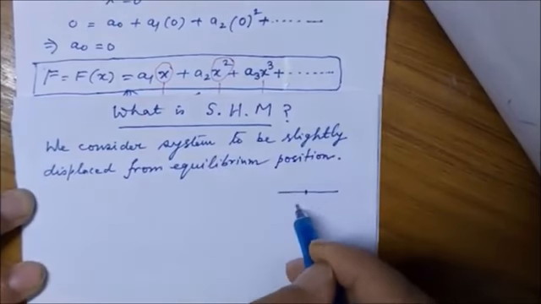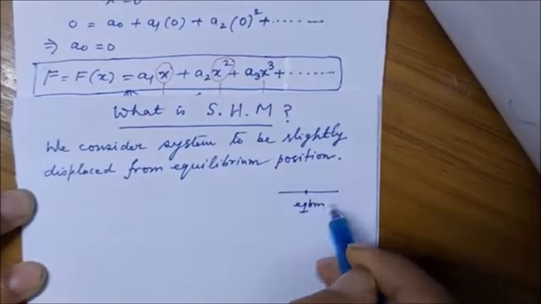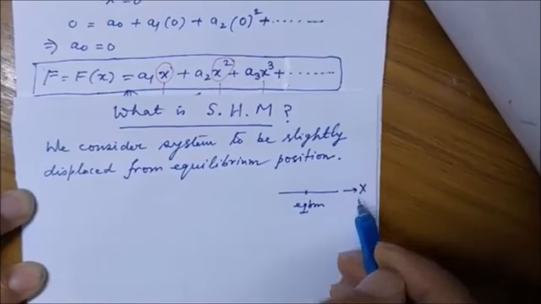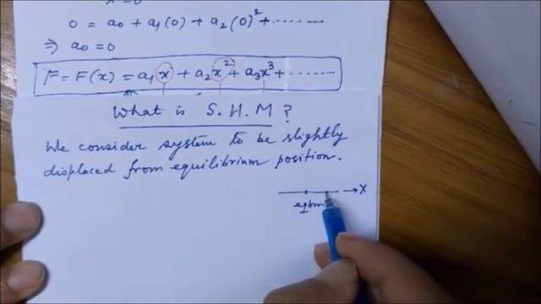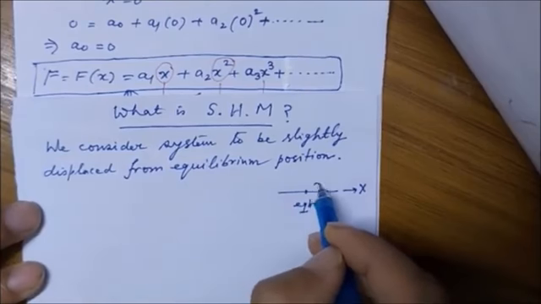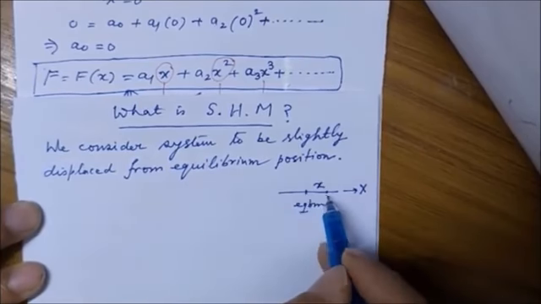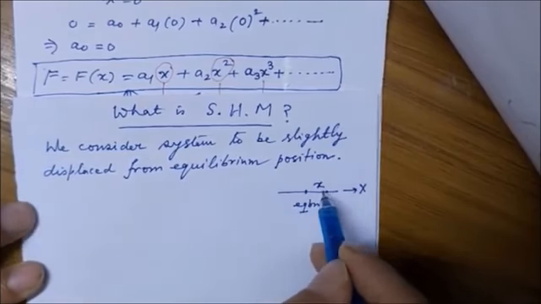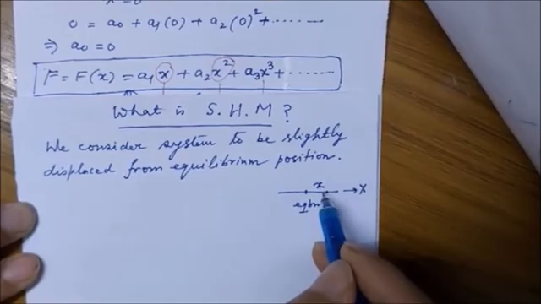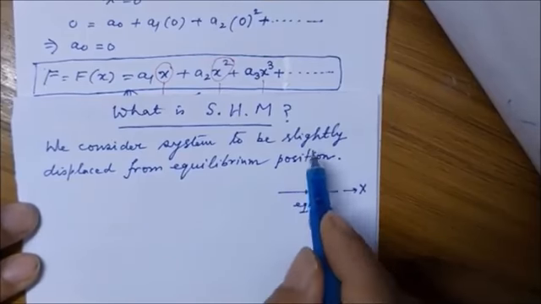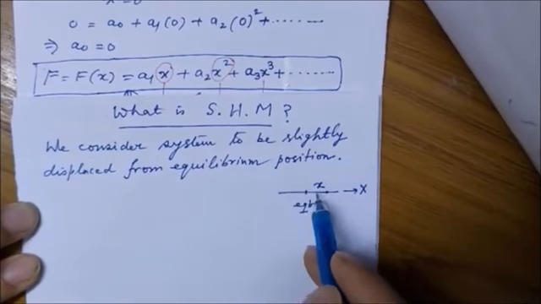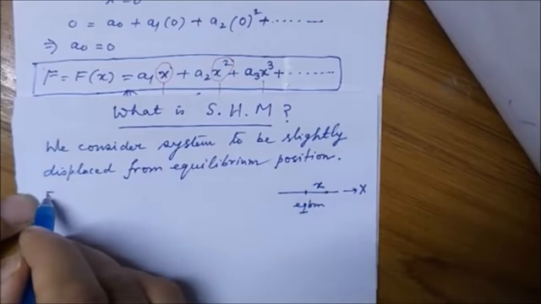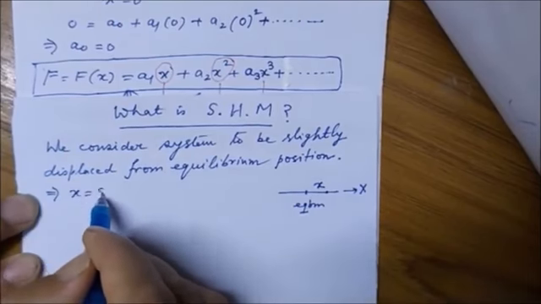So, if this is the equilibrium position, this is the x-axis, and the particle has been displaced, and therefore in course of its motion it is somewhere here, say, and the distance from the equilibrium position of its current position is x in time t. Now if it is slightly displaced from the equilibrium position, then x will be small. So this means x is small.